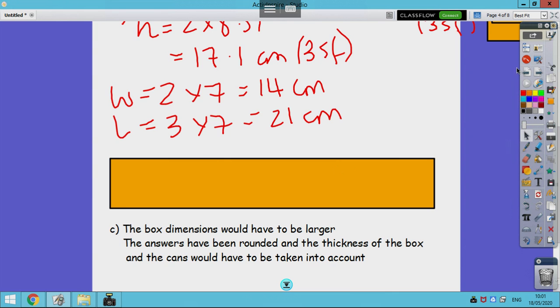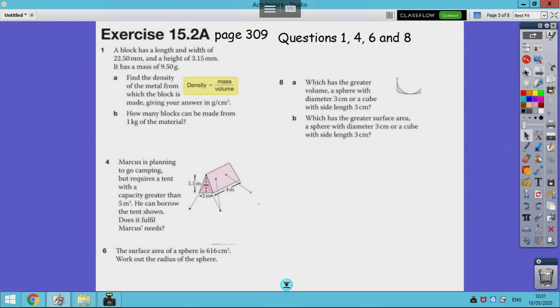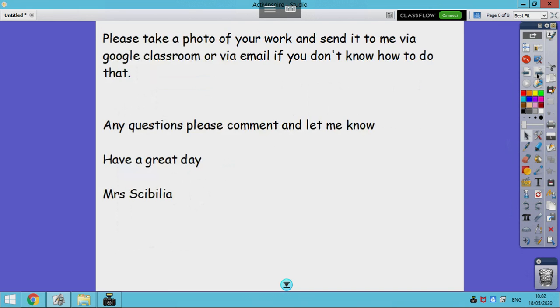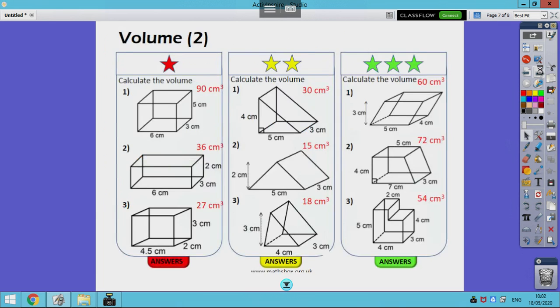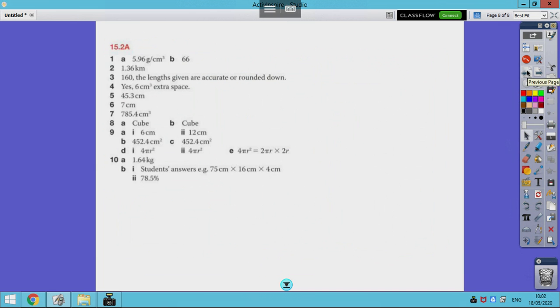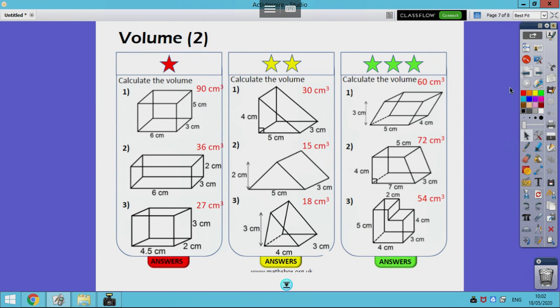I have selected some questions for you to do from the exercise. It's page 309 if you're on Caboodle, questions 1, 4, 6 and 8. That's 4 questions: one density question and a few more problem-solving type questions. Once you've done those questions, please mark your work. Answers are on the PDF at the back for the whole exercise.